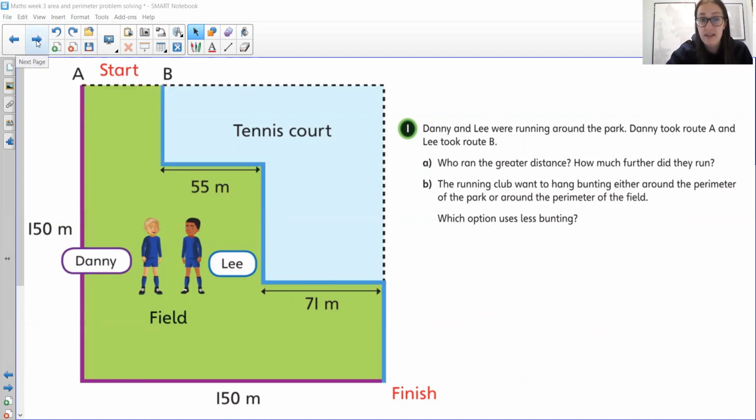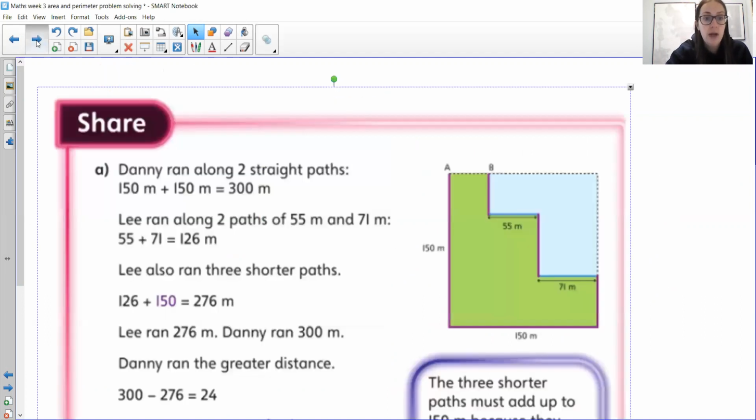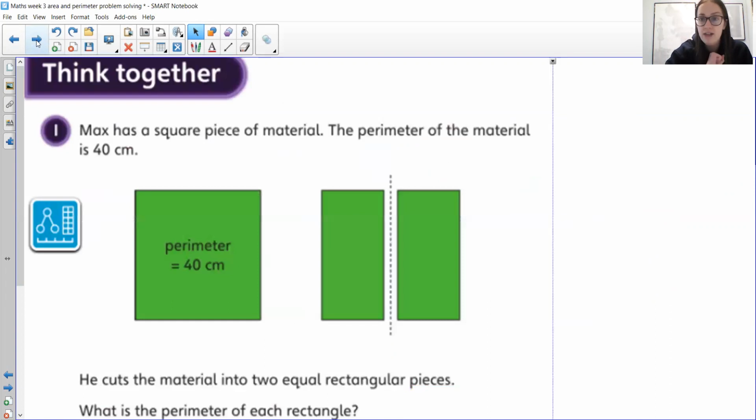I think that's the hardest bit. This bit gets a bit easier. So we are going to have a go at the think together. So into your maths book, think together. And here we go. Max has a square piece of material. The perimeter of the material is 40 centimeters. Every time you are doing any kind of reasoning problem like this, write down the information you know. So pause the video and write down what you know.